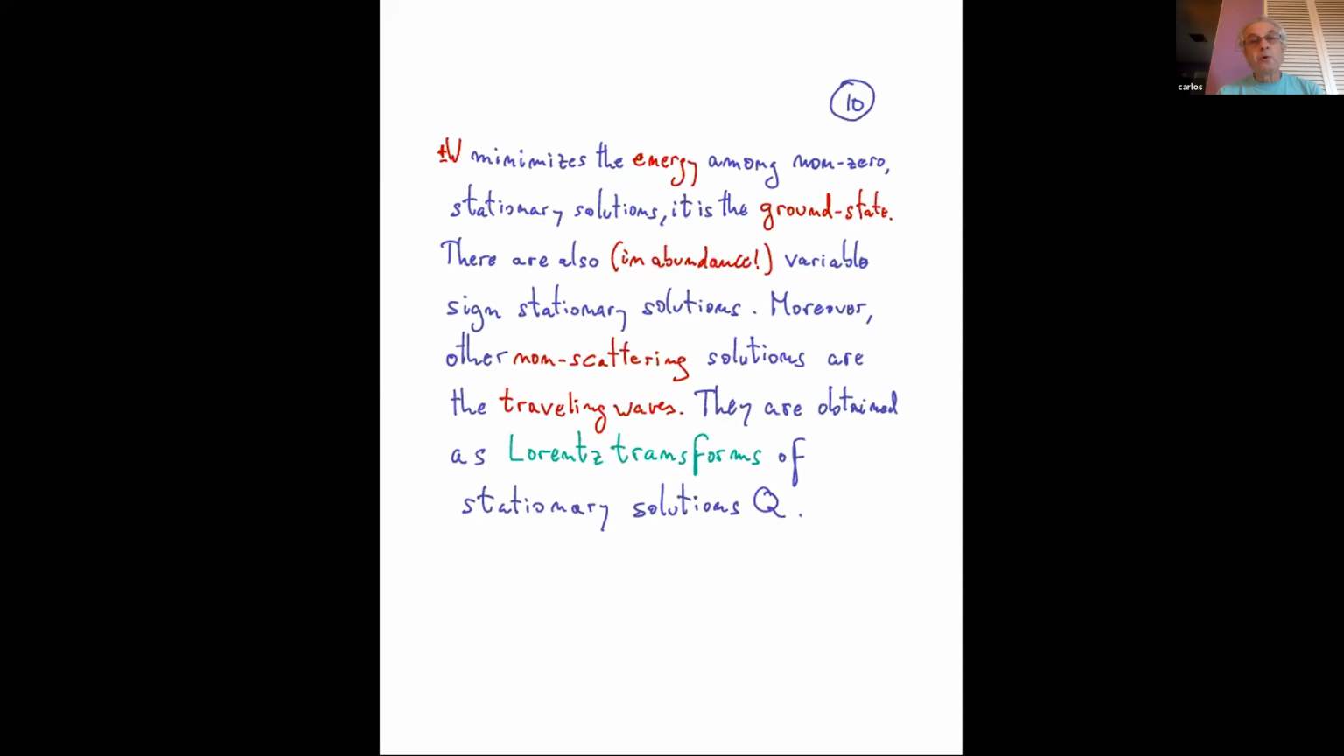I should also mention that there are in abundance variable sign stationary solutions. So there's a whole zoology of solutions of the nonlinear elliptic equation with variable sign.